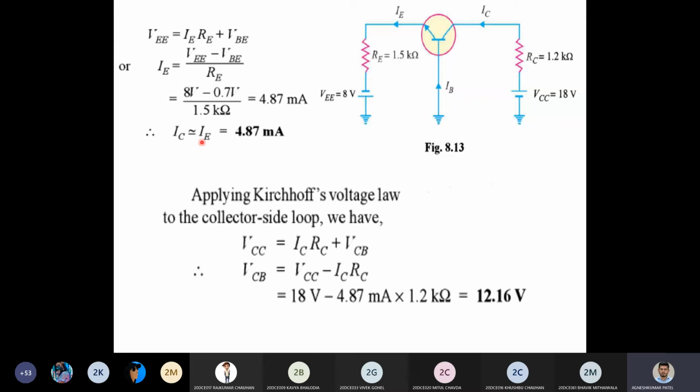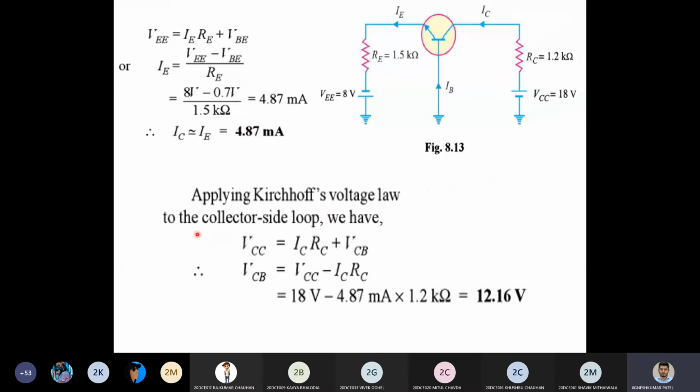Okay. Now here we have directly taken that IC is almost IE. That's why we can say 4.87 milliampere is the current of my collector. This is always like 0.921, the amplification factor. We know that, that's why we can take this assumption.